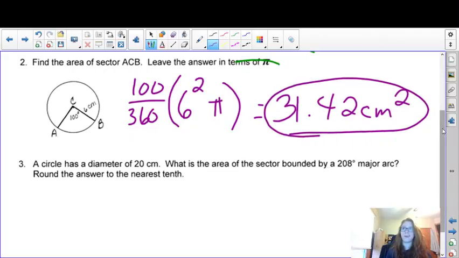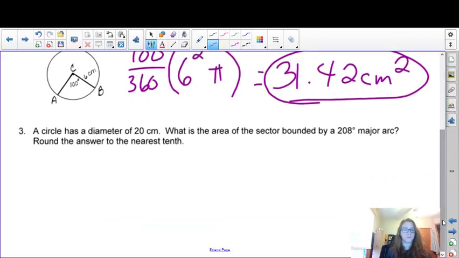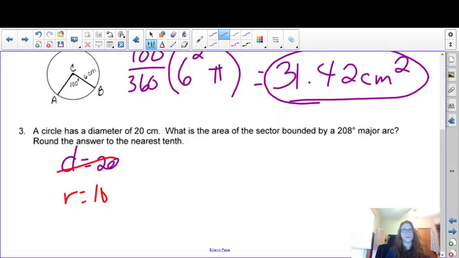Uh-oh, word problem. I promise we can do it. Number 3, a circle has a diameter of 20 centimeters. What's the area of the sector bounded by a 208 major arc? Round your answer to the nearest tenth. So this one tells me not to leave it in terms of pi, which is great because that's what we're going to do with this whole one. So I see that it's given me my diameter, but I don't want to use diameter. I want to use my radius. So I'm going to take that guy and I'm going to cut him in half. I'm actually going to use the value 10.